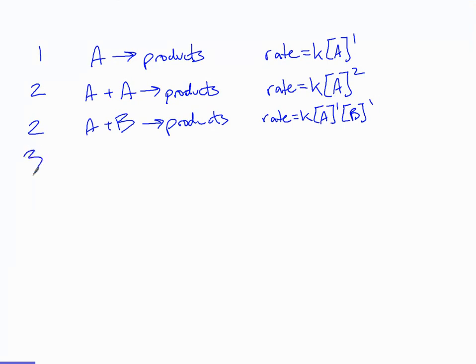So third one, I really am going to stop writing the reaction now. We have A plus A plus A. The molecularity is 3, that just means there's 3 molecules involved in the reaction. What is the rate law for this one? What's my order of the reaction?